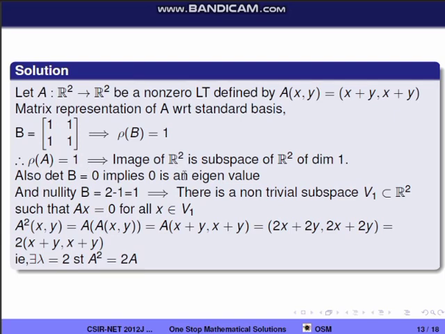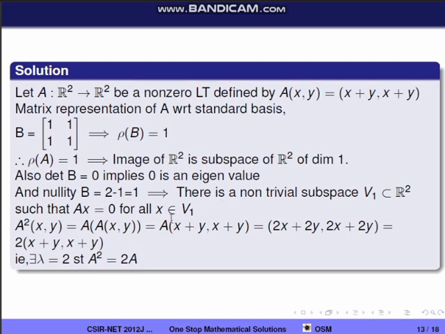So 0 is an eigenvalue. The nullity is found as the number of columns minus the rank of B. So that is equal to 2 minus 1, that is equal to 1. So the nullity is 1, that is, the kernel contains a non-zero element, because nullity is the dimension of the kernel. So there is a non-trivial subspace V1 subset of R square such that Ax equals 0 for every x element of V1. This is the definition of the kernel.